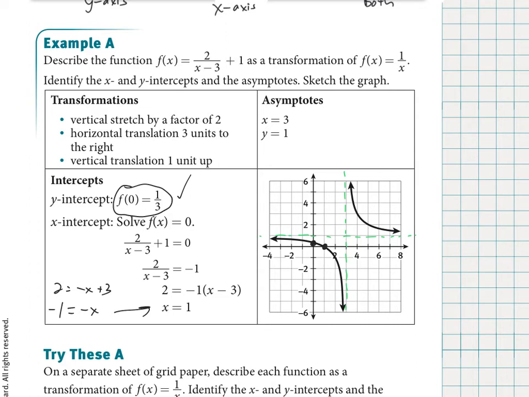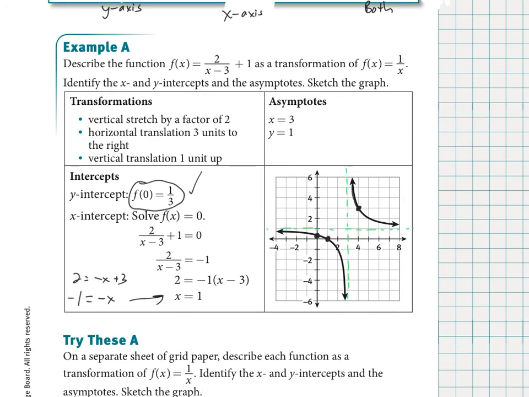To graph this f, I plug in 4. When I do that, I get 2 over 1, which is 2, plus 1 is 3, so (4, 3), and I can draw those nice swooping curves in.